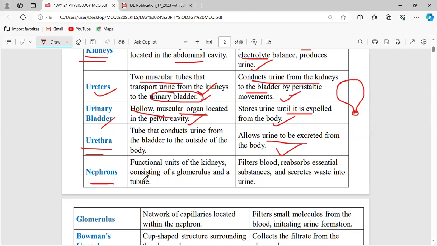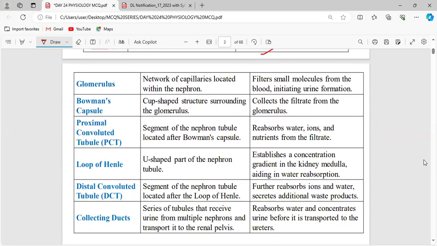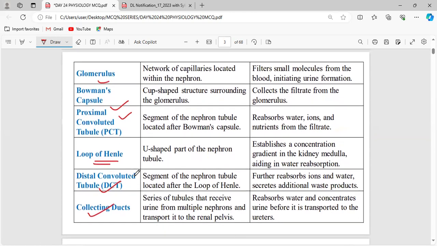And what is the nephron? We know that the functional unit of the kidney is the nephron. And what does the nephron consist of? It consists of the glomerulus and some tubules. We are going to discuss that. Now, what is the function of this nephron? It filters the blood, and all the essential substances are reabsorbed by the tubules present in the nephron. It secretes waste into the urine. The parts of the nephron are the glomerulus, Bowman's capsule, proximal convoluted tubule, Henle's loop, distal convoluted tubule, and the collecting duct. These are all the parts we can find in the nephron.